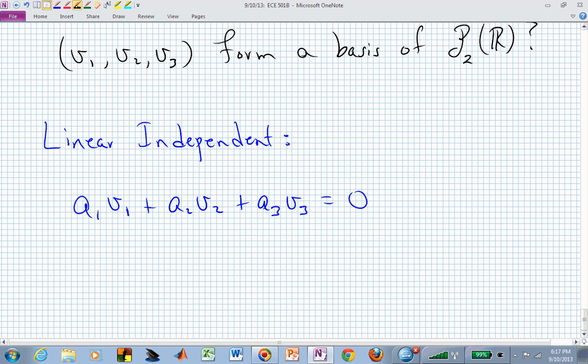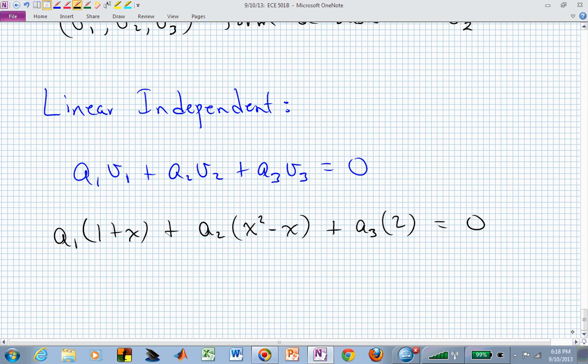Let's just mechanically write down what we have. We now have a1 times v1, and v1 was 1 plus x. We have a sub 2 times v sub 2, and v sub 2 was x squared minus x. And we also have a sub 3 times v sub 3, which was 2. And we want to know, can we find non-zero values, or is the only way that that equals 0 for those a's to be identically 0?